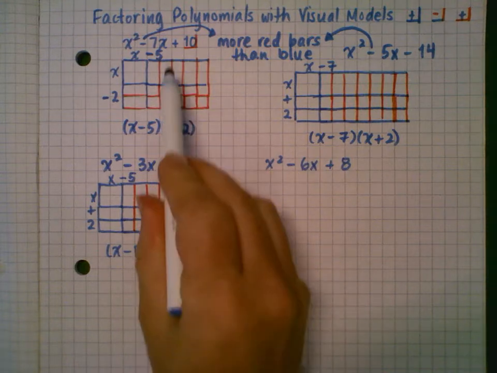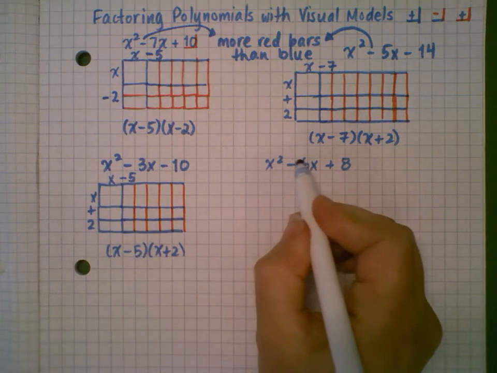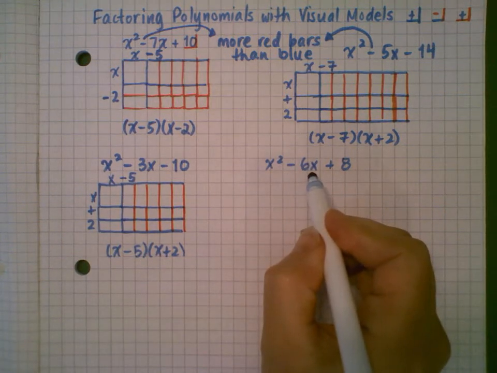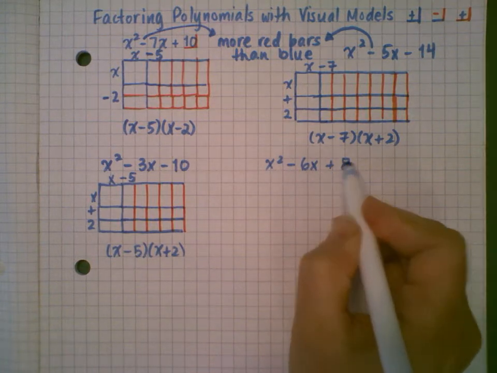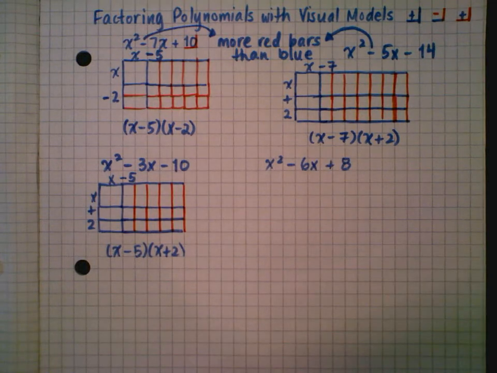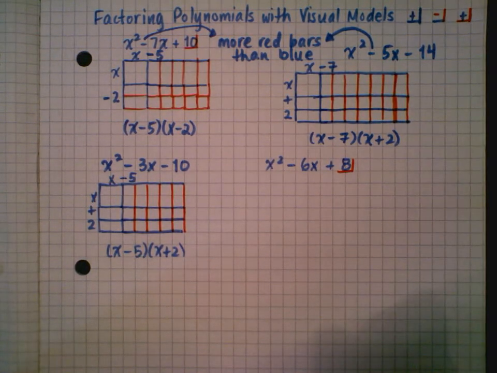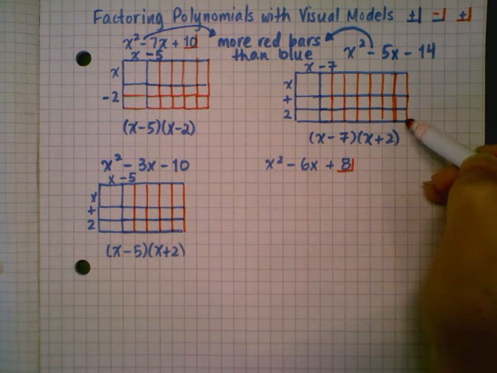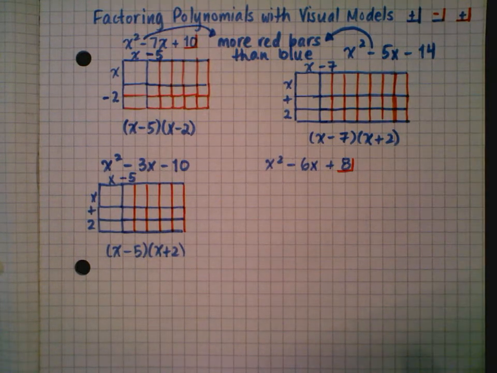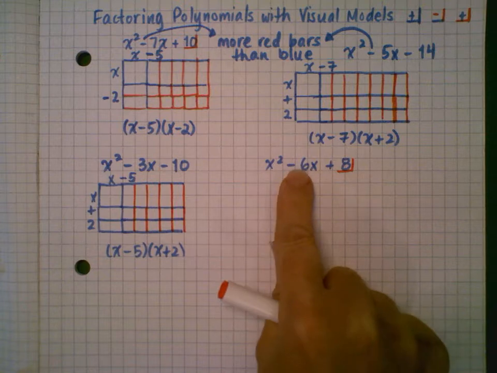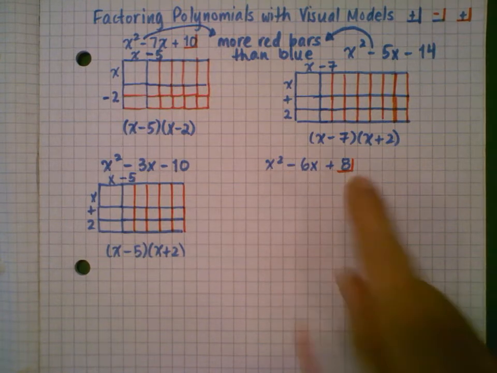So this one is similar to the first example that I gave. I still have more reds than blues in my bars. And the product, the constant, is positive, which means that all of my intersections on the bottom right, all of those units are going to be double reds. It's the only way to get red bars and a positive 8.